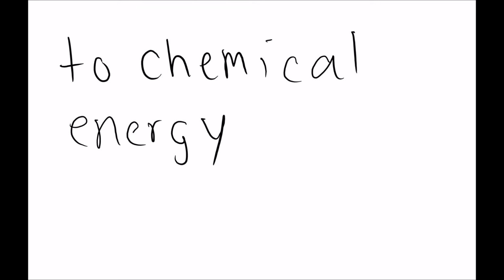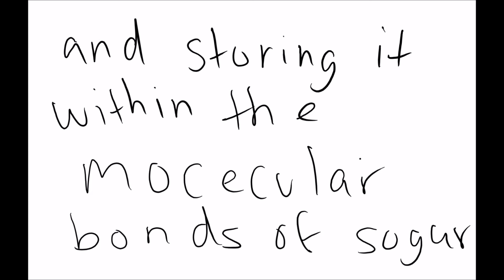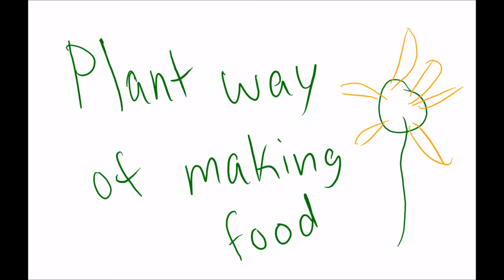Photosynthesis is a process of converting solar energy to chemical energy and storing it within the molecular bonds of sugar. This is the plant's way of making food.